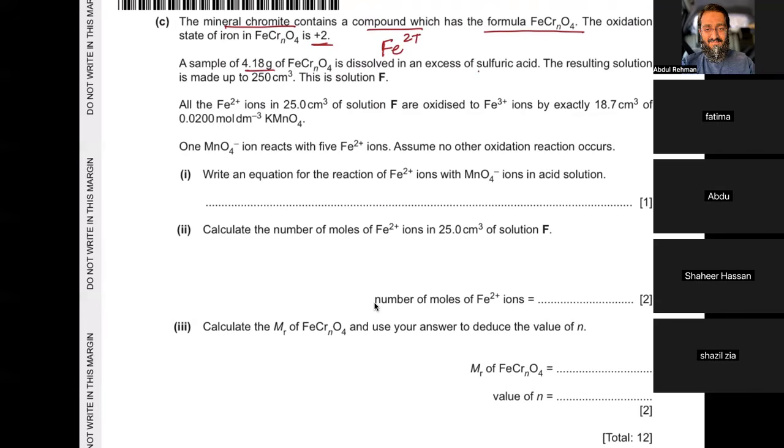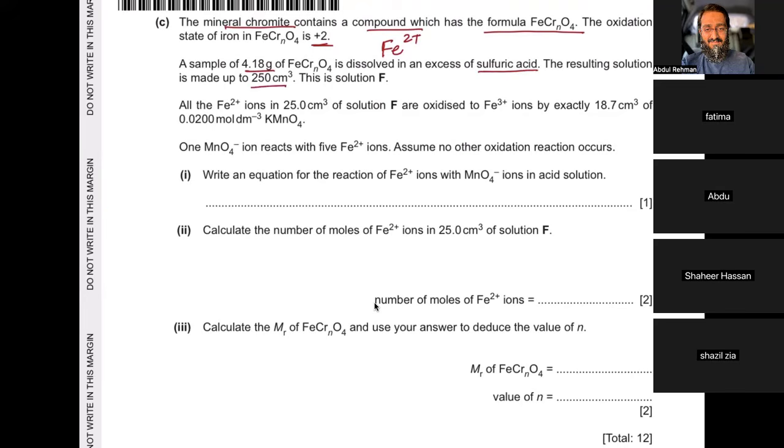That is solution F, and from F, 25 centimeter cube has been taken out. Okay, and with that we need this much volume and the concentration of KMnO4. 1 mole of MnO4 reacts with 5 moles of Fe2 positive ion. Assume no other oxidation reaction occurs. Write an equation for the reaction of Fe2 positive ion with MnO4 negative.